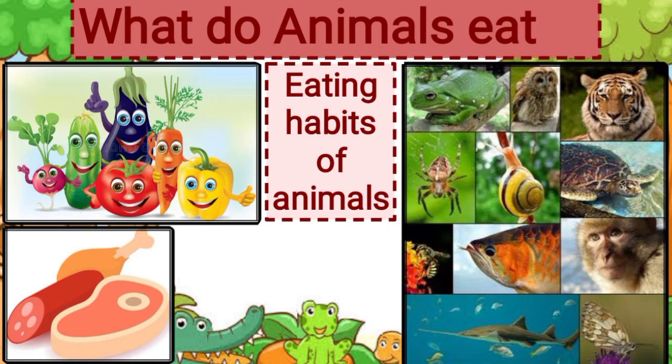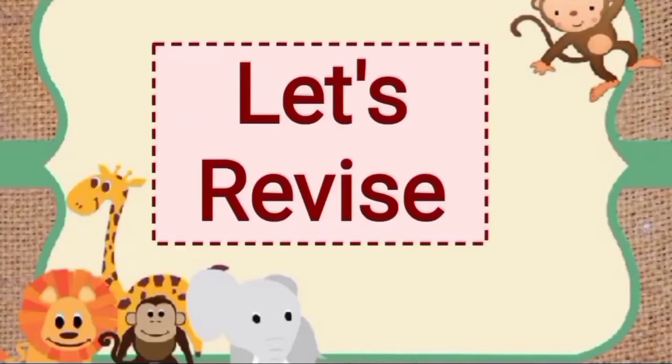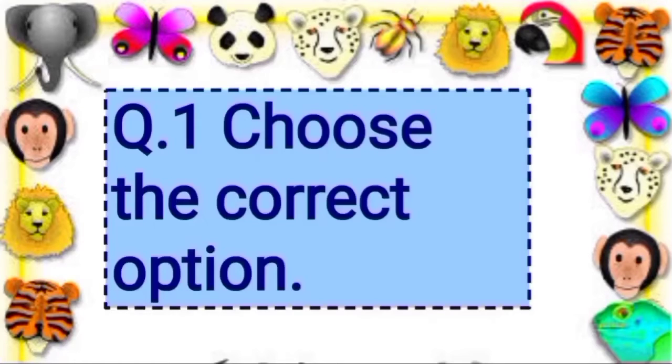So based on the type of food they eat, they can be divided into 5 main groups. So let's revise. Choose the correct option.